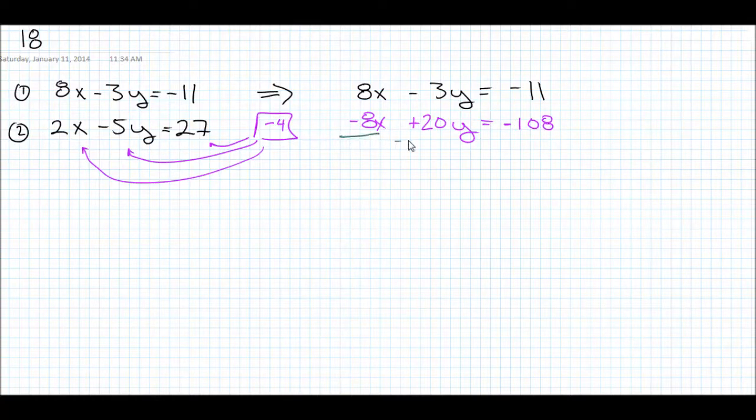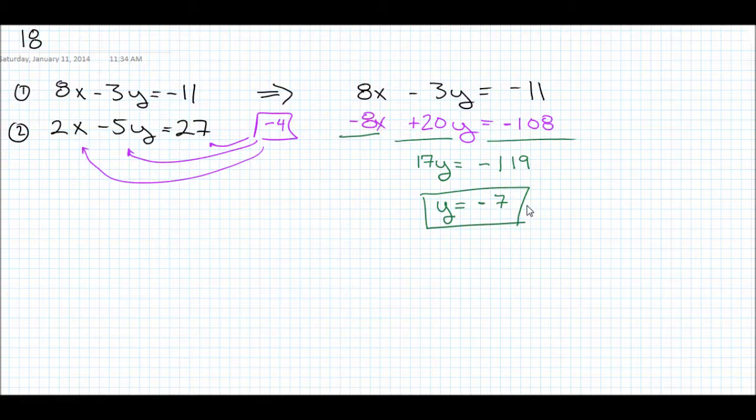So now we have opposite coefficients. We can just add these two equations. 8x minus 8x is 0. Negative 3y plus 20y is 17y. And negative 11 minus 108 is going to be negative 119. So we've got to divide each side by 17, and you're going to find out y is equal to negative 7.